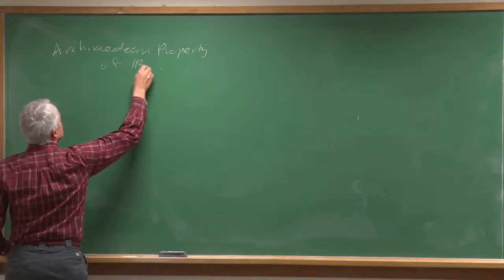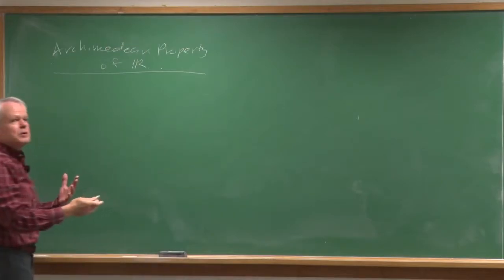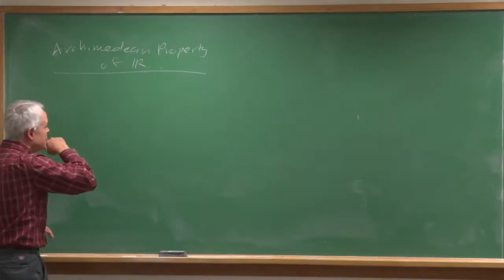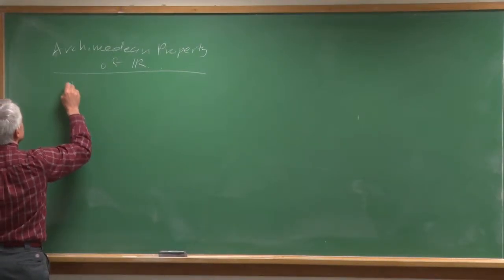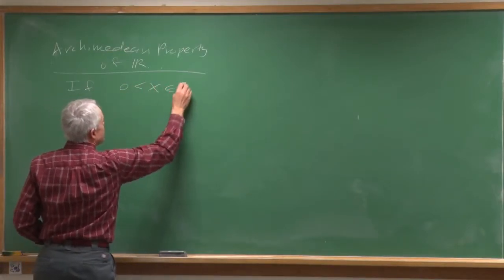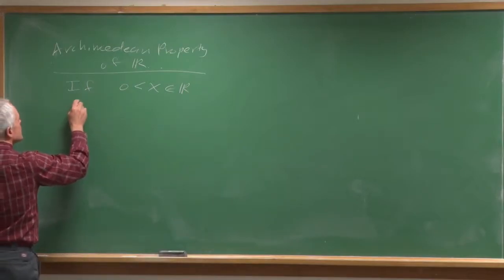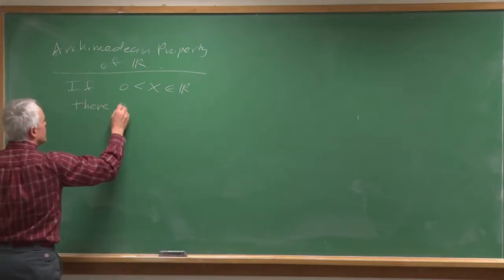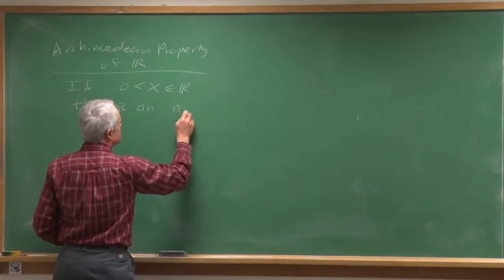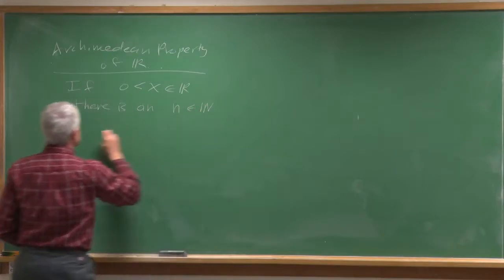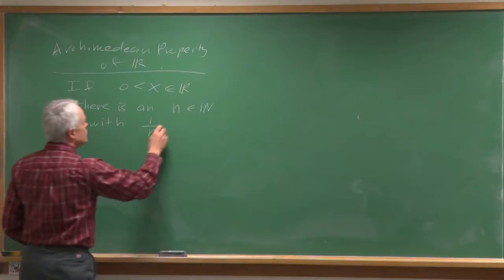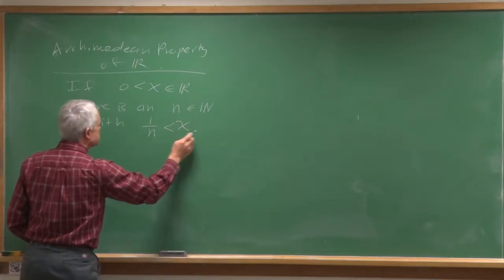Of the real numbers. It actually involves the real numbers and the natural numbers. So it says if you have any positive real number x, there is a positive integer n so that this fraction 1/n will be less than the x. Okay?